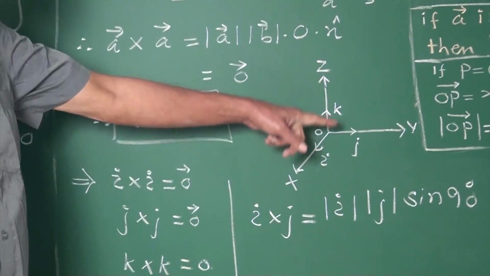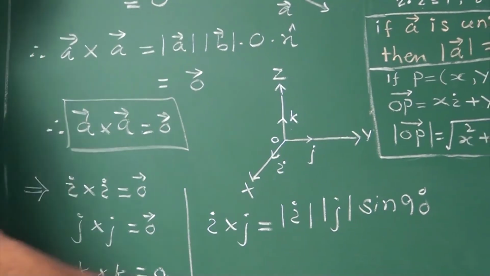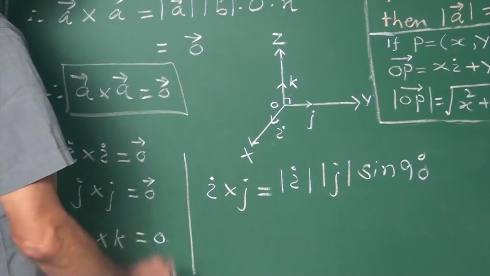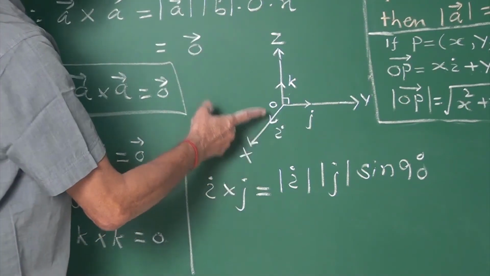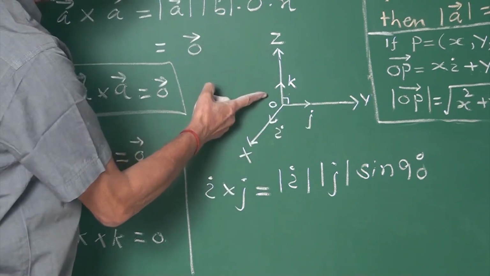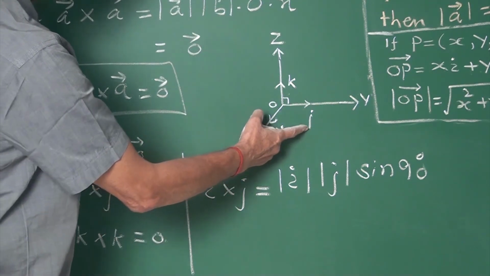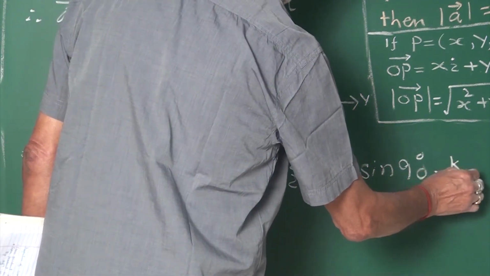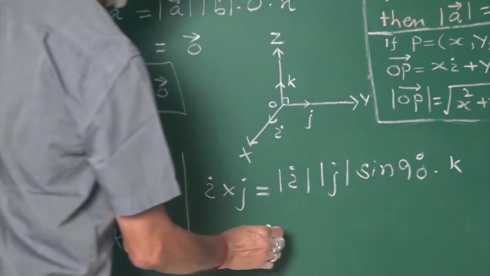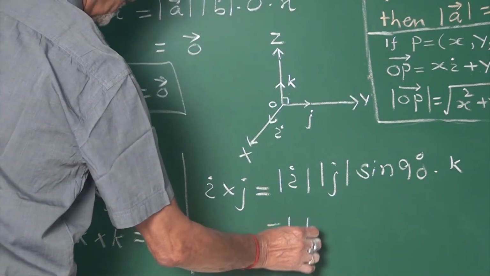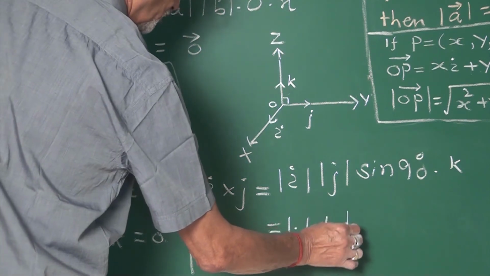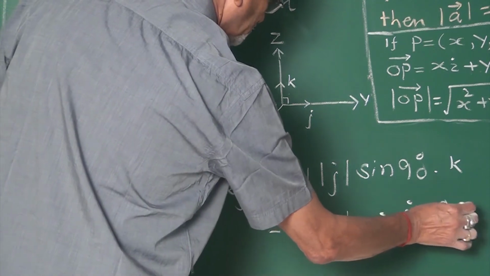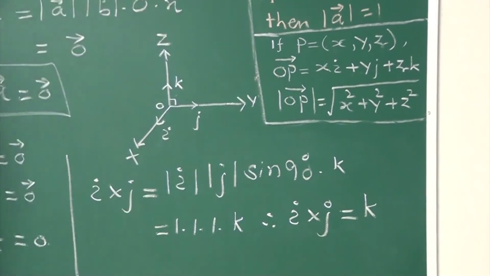These are three mutually perpendicular lines, my friends. Three mutually perpendicular lines means what is the angle between them? Is 90 degrees. Sine 90. Then unit vector perpendicular to both vectors I and J is K into K. What is this, my friend? 1. Sine 90 is 1 into K. Therefore, my friends, I cross J is K.